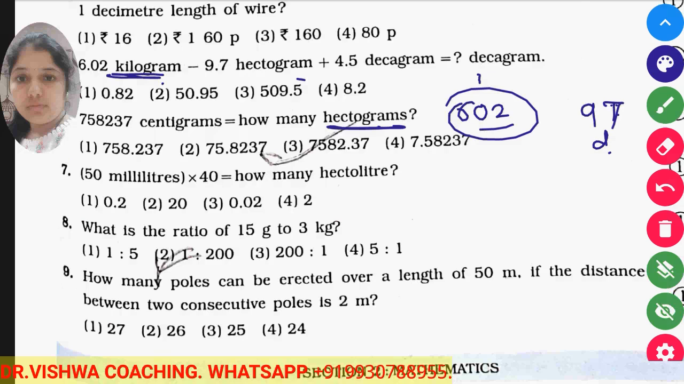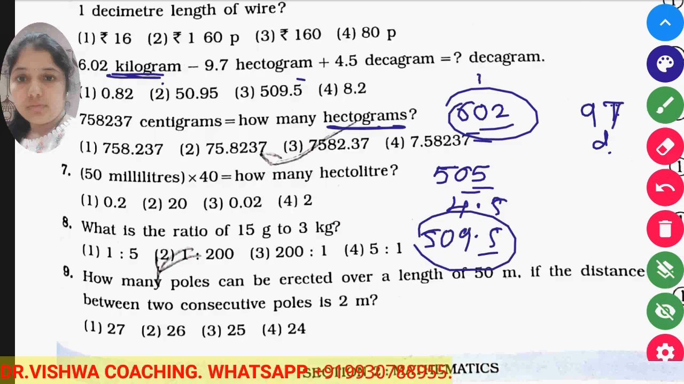Now you subtract 97 from 602. So if we subtract 97 from 602, our answer will be 505. And now in this 505 decagram we have to add 4.5, so it becomes 509.5. So this is the answer number 3. Okay, so I hope you understood how to convert it.